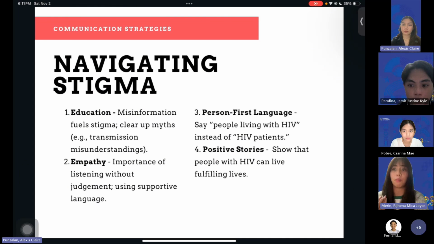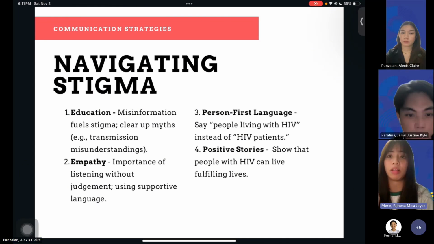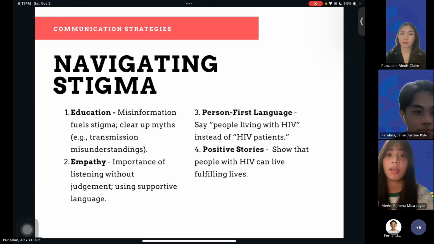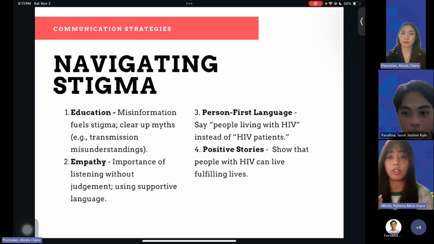Empathy is just as important when we engage with people affected by HIV. It is essential to listen without any judgment. Empathy builds trust and helps create a safe place for individuals to open up. A simple approach like saying, I am here to listen, or how are you feeling about this, can go a long way.